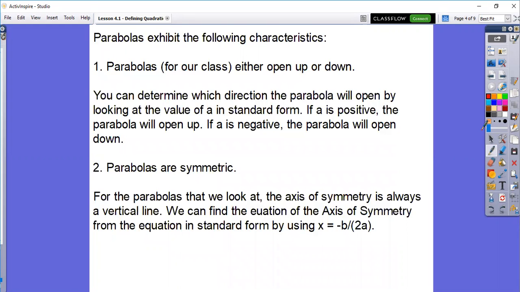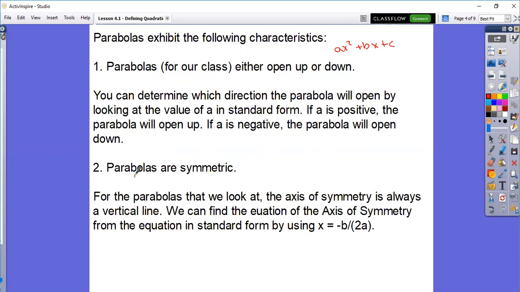So these are a couple characteristics of parabolas that you need to know for our class. So one is that parabolas for our class open either up or down. We can determine which direction the parabola will open by looking at the value of a in standard form. So you know how we have ax squared plus bx plus c. If a is positive, this parabola will open up. If a is negative, the parabola will open down.